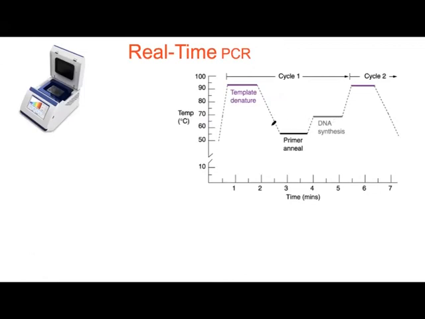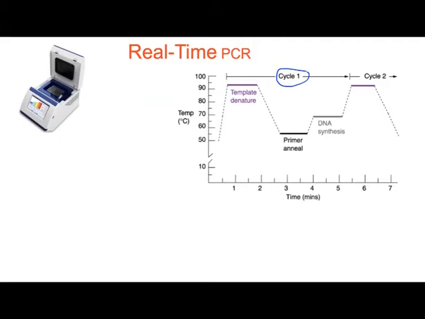In real-time PCR, it is again a PCR where you need a thermocycler that changes the temperature. Remember, this is heating to 90, then you anneal the primer, and then you do DNA synthesis. This is one cycle, and you keep repeating it. But in real-time PCR, and this is the slide describing what real-time PCR is, you're going to collect the data while the PCR is being run.